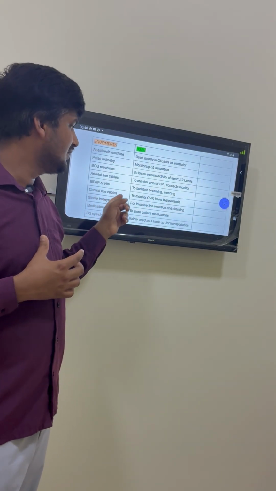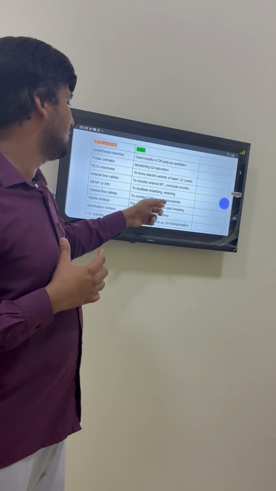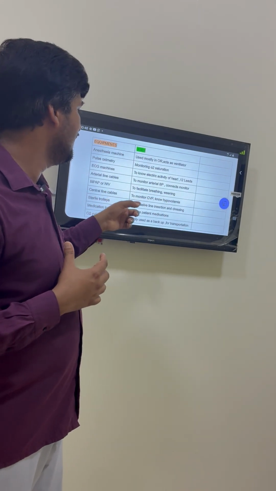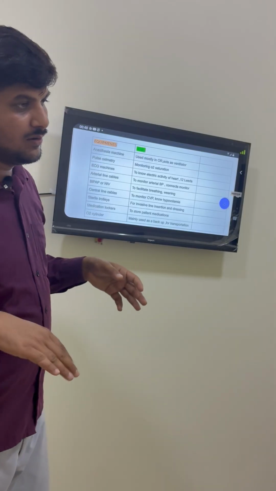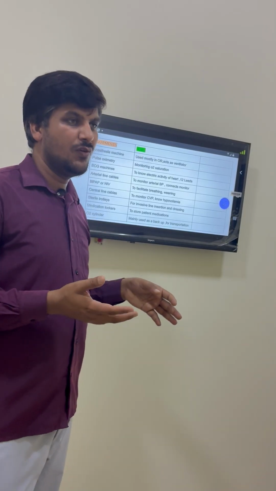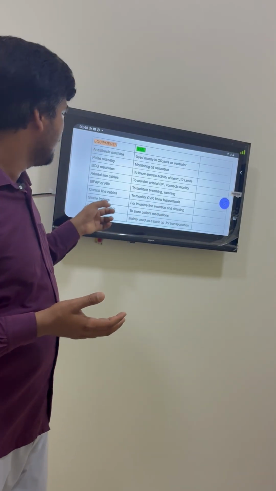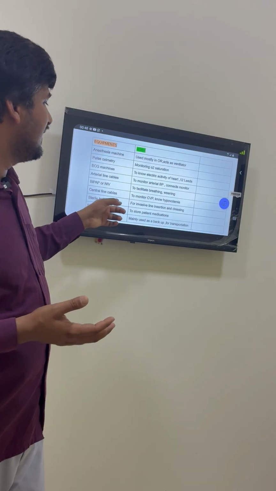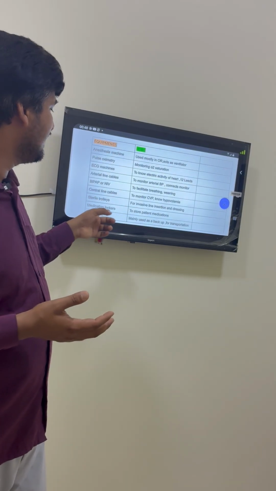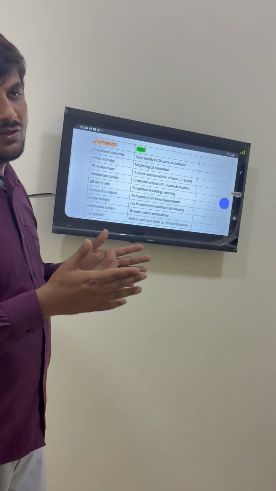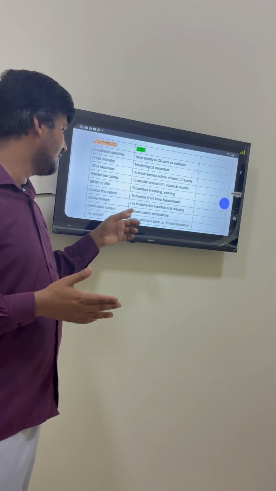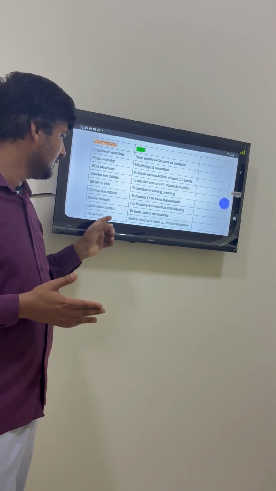Then central line cables, in order to monitor central venous pressure, we can use this one. Usually in hypovolemia, for fluid resuscitation, this is useful. Then sterile trolleys for dressing and all, it is useful. Medication lockers, meaning the patient medication sheet should be there, no? In order to keep this, medication lockers are useful.